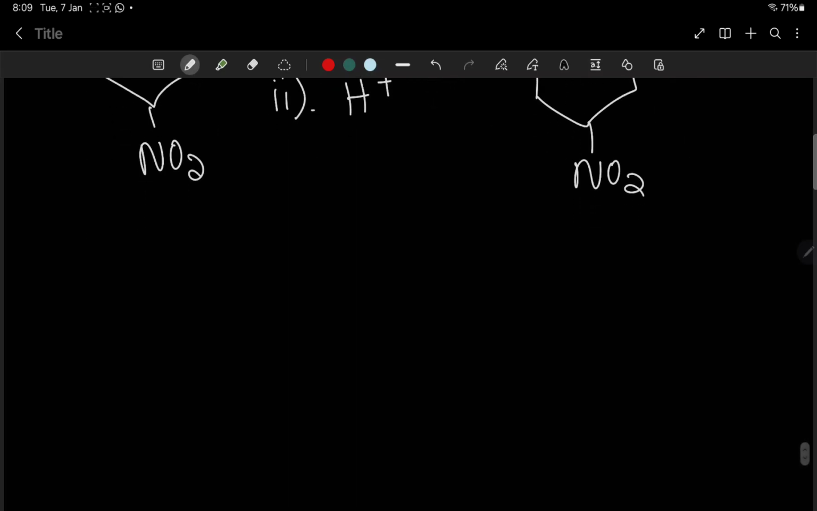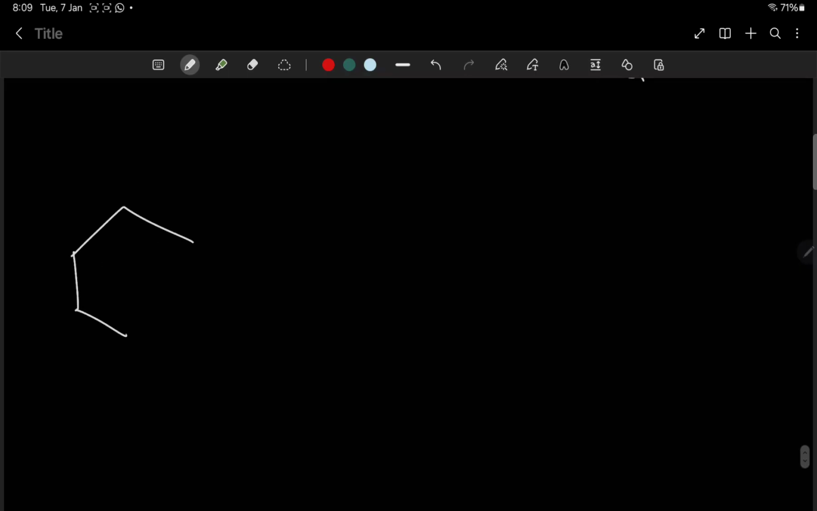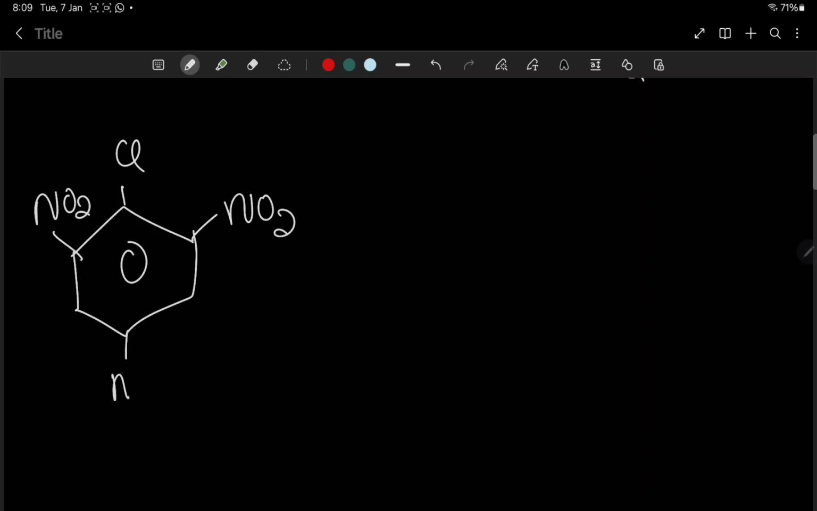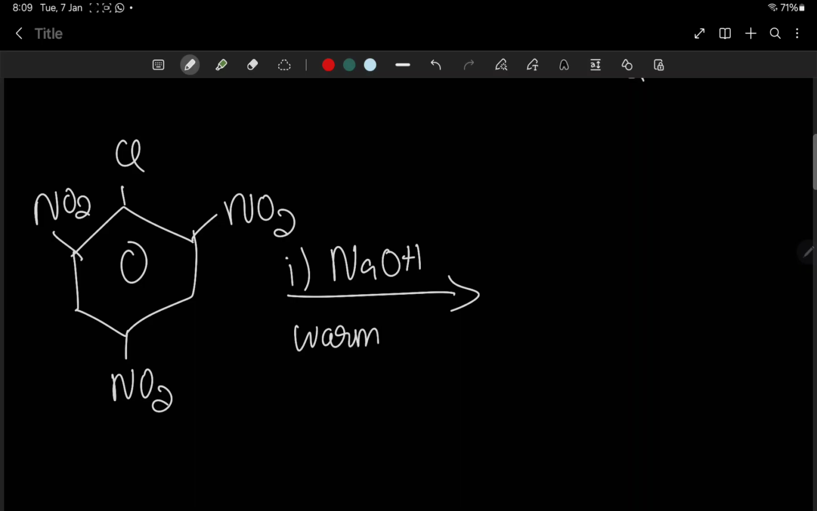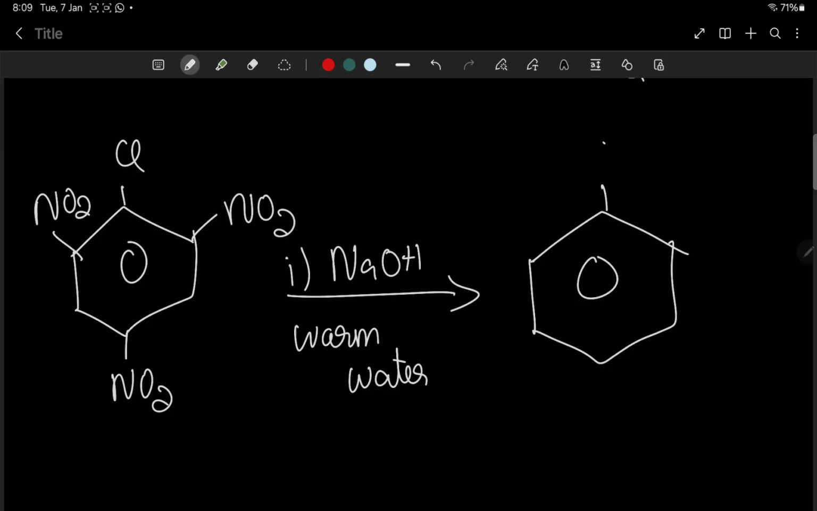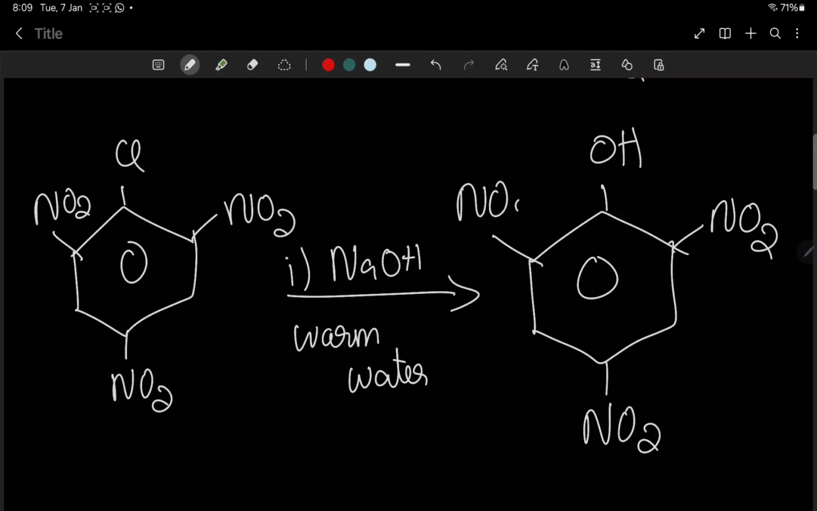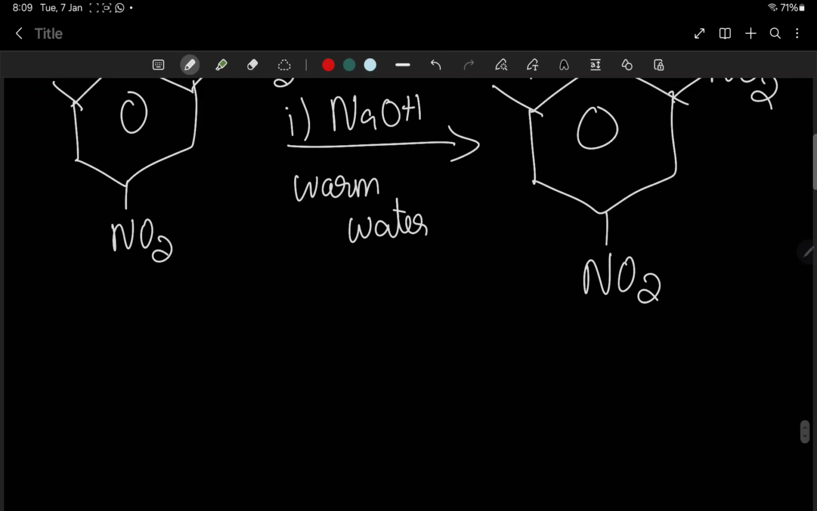Now if you have the NO2 group at both the ortho position and the para position, that is this compound, then just little warm water itself can initiate the reaction, that is NaOH and just warm water, 50 degree water and all can initiate the reaction. Just warm water. We get OH and 2,4,6 trinitrophenol, this compound.